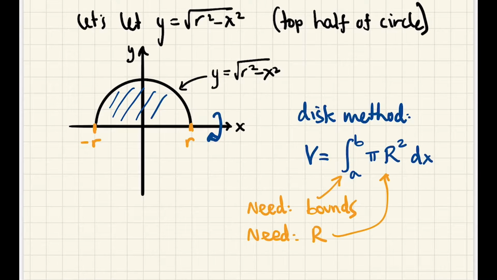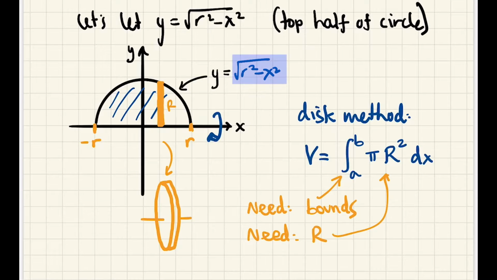And what's capital R? Well, capital R is the radius of our rotation. And we can see that if this is a sample rectangle, which will get rotated producing one disk, then capital R is just the height of that rectangle. And the height of that rectangle is the dimension y. It's the length y. In other words, it's the function radical r squared minus x squared.